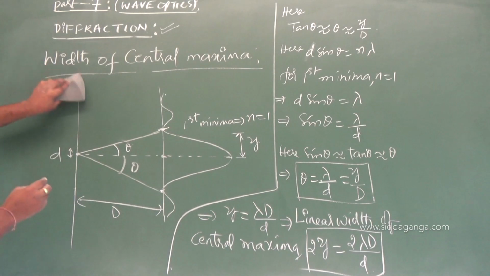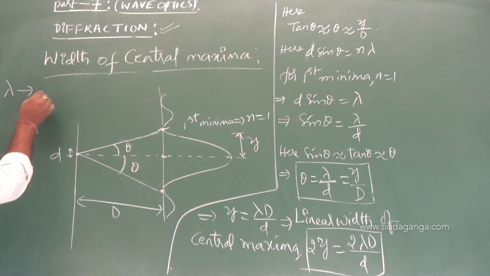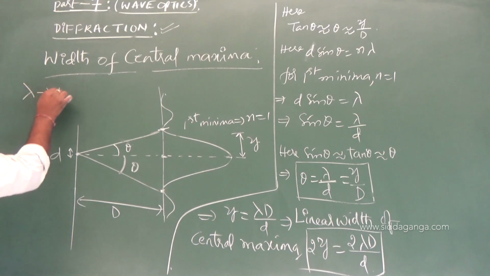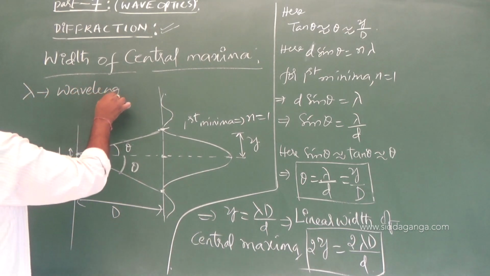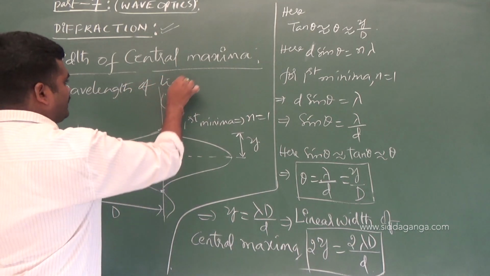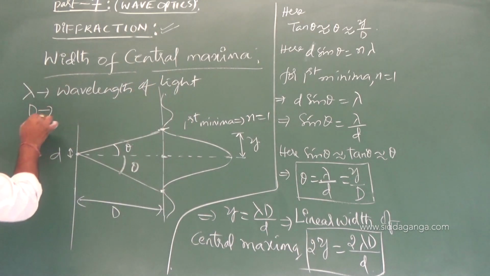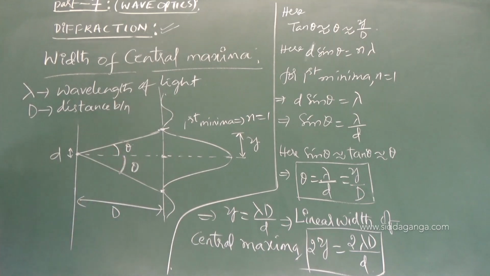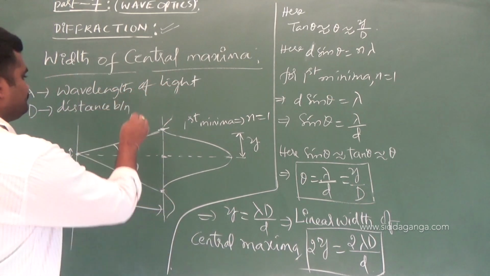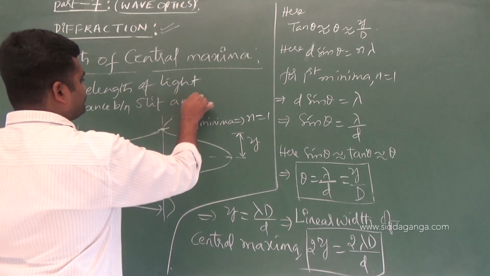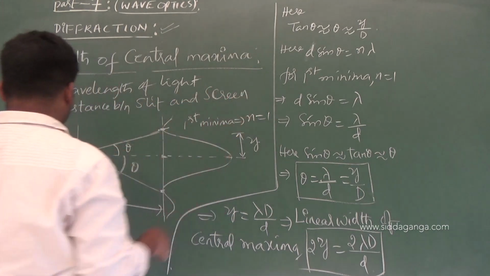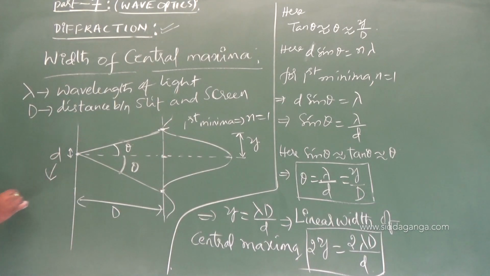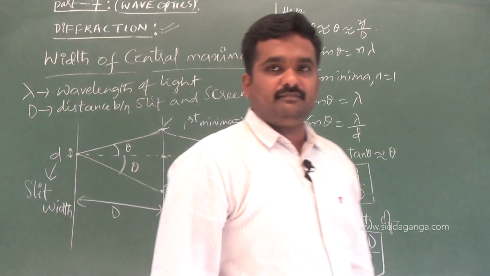Here lambda is the wavelength of light used. Remember this. Lambda is the wavelength of light which you have made use of. Capital D is the distance between the slit and the screen. And what is small d? Small d is the slit width.